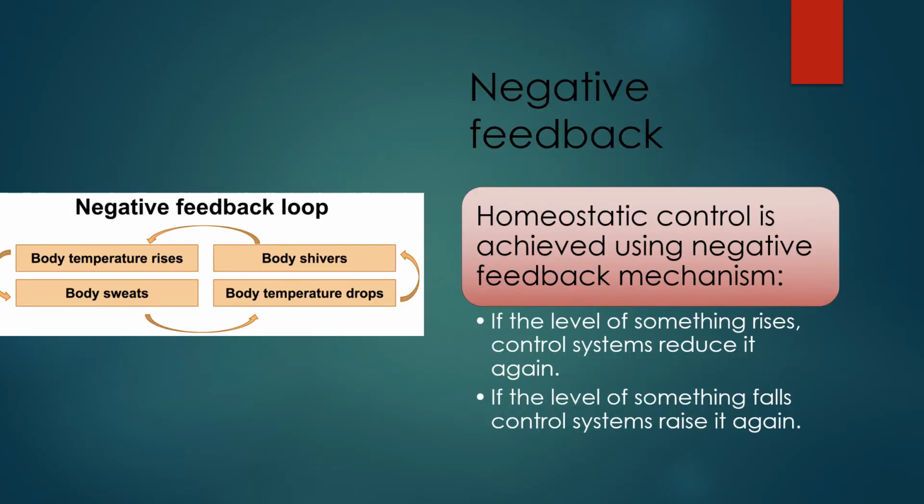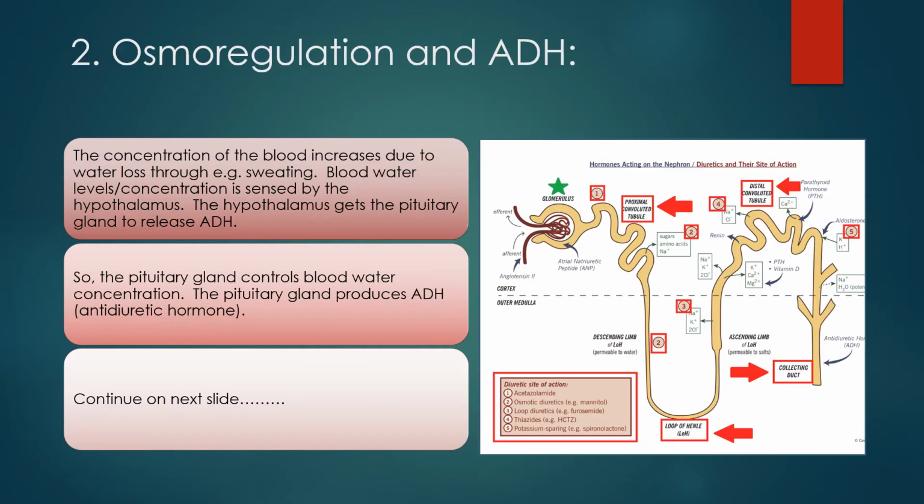As I've just said, homeostatic control is achieved through negative feedback mechanisms. So if the level of something rises, the control systems reduce it again. With osmoregulation and ADH, the concentration of the blood increases due to water loss through, for example, sweating. Blood water concentration is sensed by the hypothalamus. The hypothalamus gets the pituitary gland to release ADH. So the pituitary gland controls blood water concentration, and it produces ADH to help keep it more consistent.